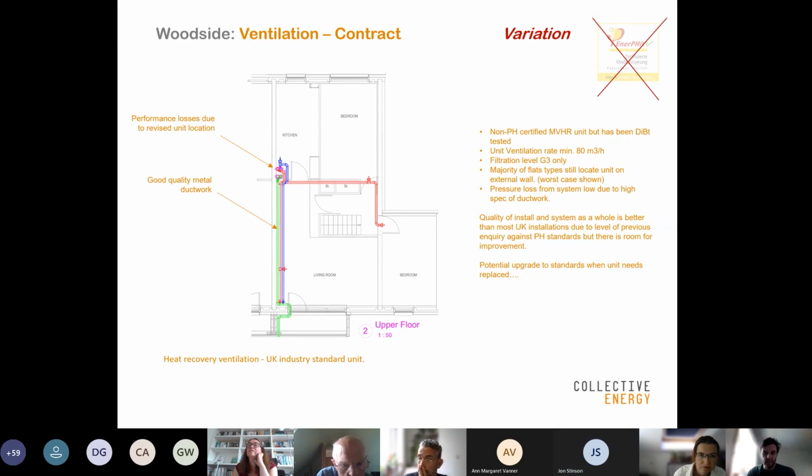It's an okay system. It's better than probably most UK installs, but I think there's still room for improvement. And I think that hopefully when the dust settles on the contract, we're hoping to get back in and review.